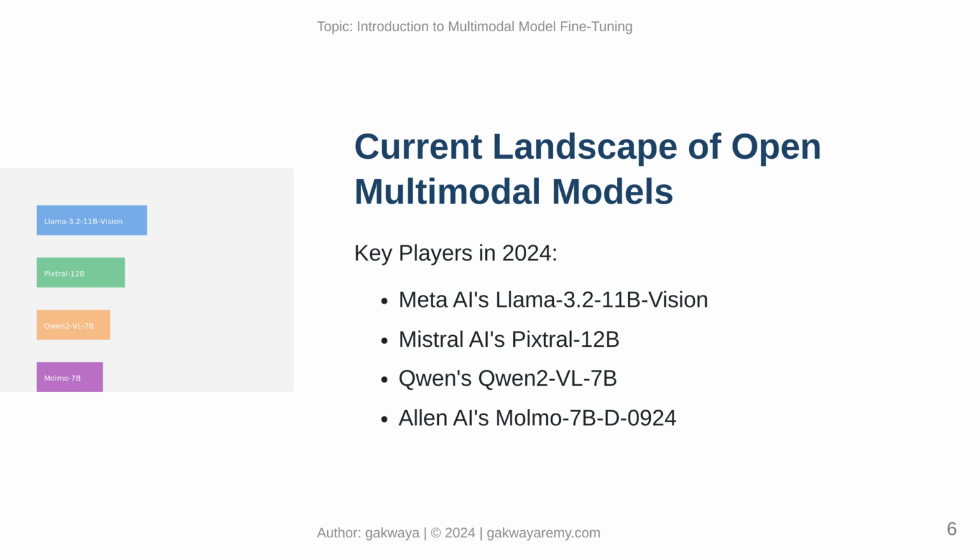The field of multimodal AI is rapidly evolving, with several major players releasing powerful models. Each model has its own strengths and characteristics. The visualization shows relative model sizes and capabilities, with the width of each bar representing the model's parameter count. These models represent different approaches to multimodal learning, offering various trade-offs between performance, size, and specific capabilities.